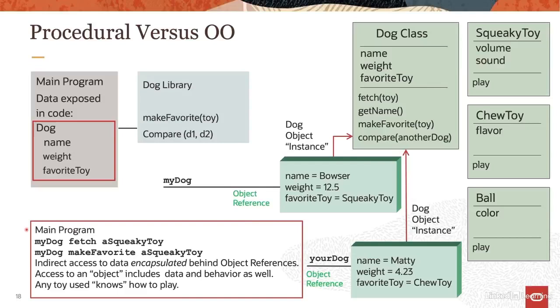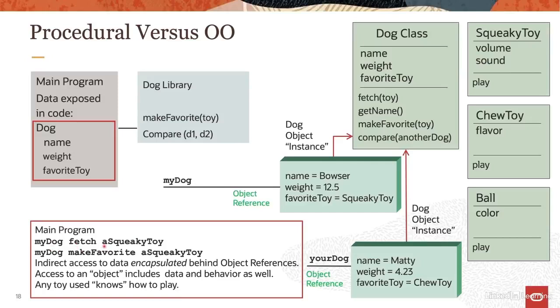Here in the main program for an object-oriented program, we see that we have my dog, which is an object reference to an object in memory. We send it the message fetch and tell it to fetch a squeaky toy. Once it's fetched the squeaky toy, we can tell that my dog object to make that squeaky toy its favorite.